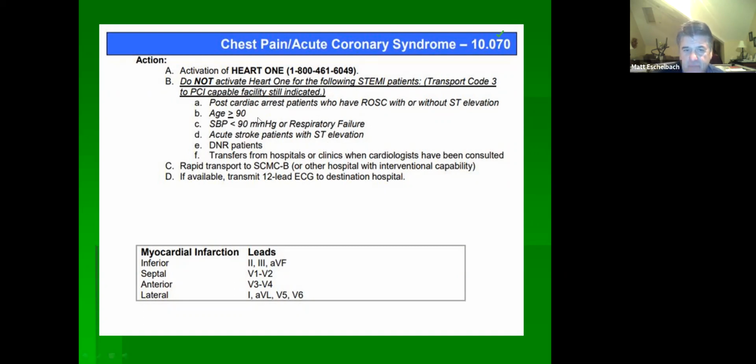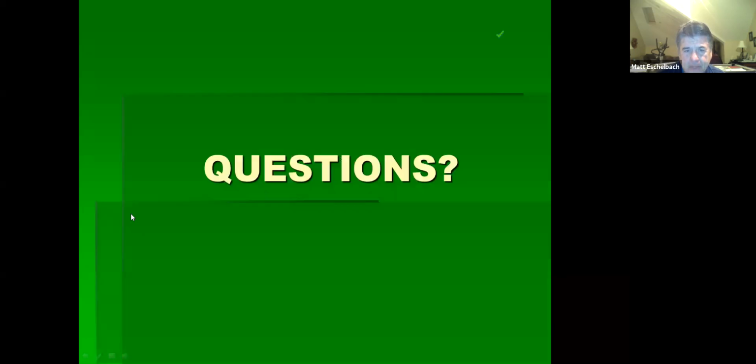We got to figure that out first. Of course, DNR patients, and then transfers from hospitals or clinics when the cardiologist has already been consulted. We try and get them quickly to our Bend hospital, which is where our cardiologists are. And if available, transmit a 12-lead EKG. And we talked about all these regions that we went over entirely. And that's it. So any questions out there?